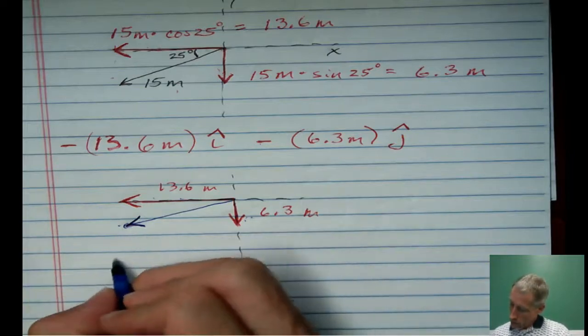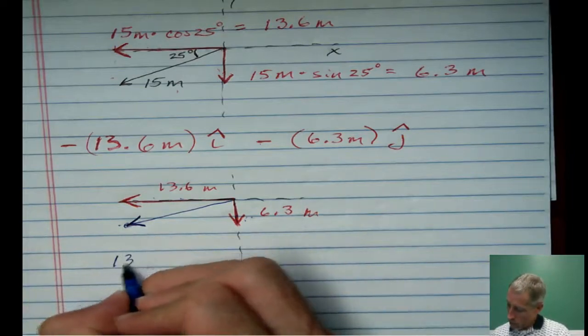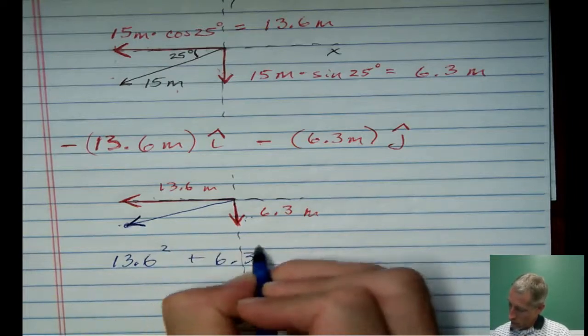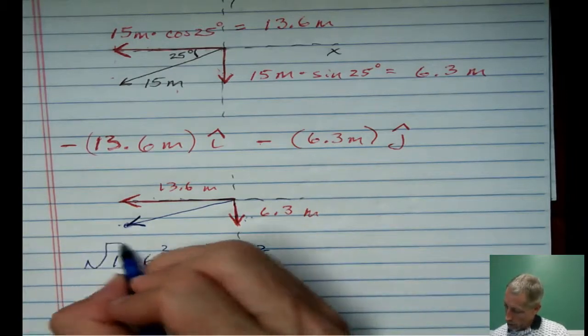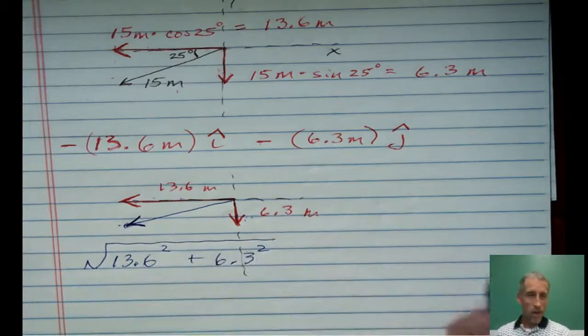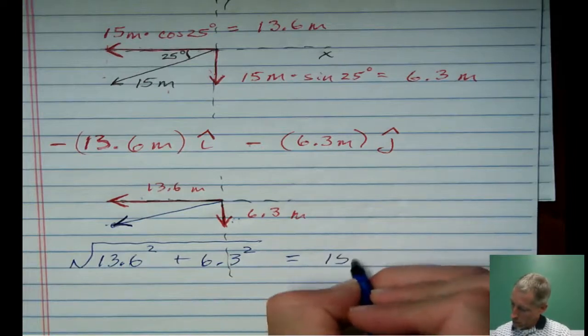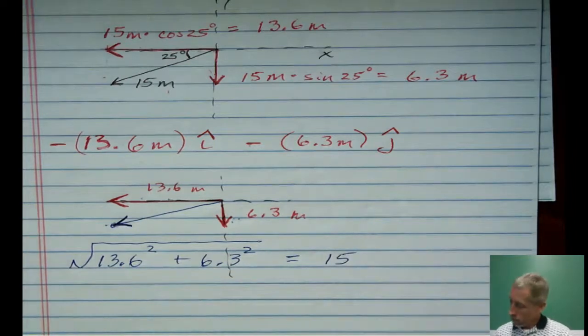So this would be equal to 13.6 squared plus 6.3 squared, and then square rooted. And of course, we already know what we're going to get here because I'm just working the same problem in reverse. That's going to give us, within the limits of rounding, 15.